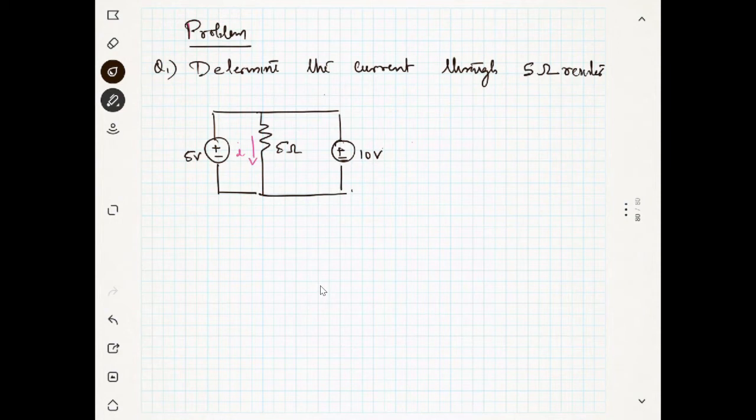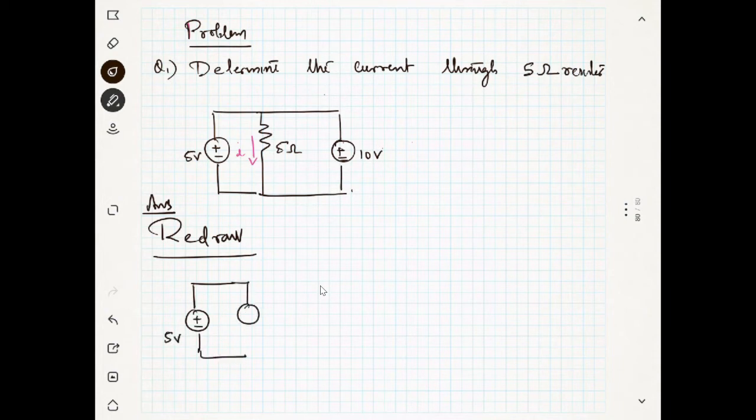Can you observe something? I will redraw the circuit. How can it be, when the voltage sources are not equal? Yes, that's very good. This kind of circuit does not exist. I gave you this question just to confuse you. I will redraw the circuit again. Is it the same or not? Yes, it's the same.